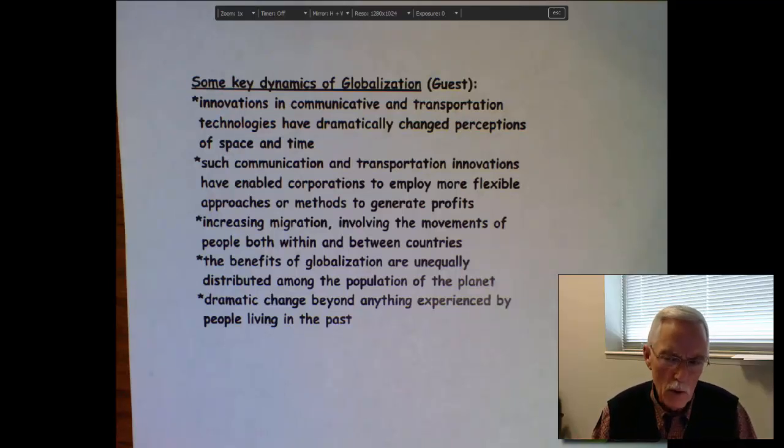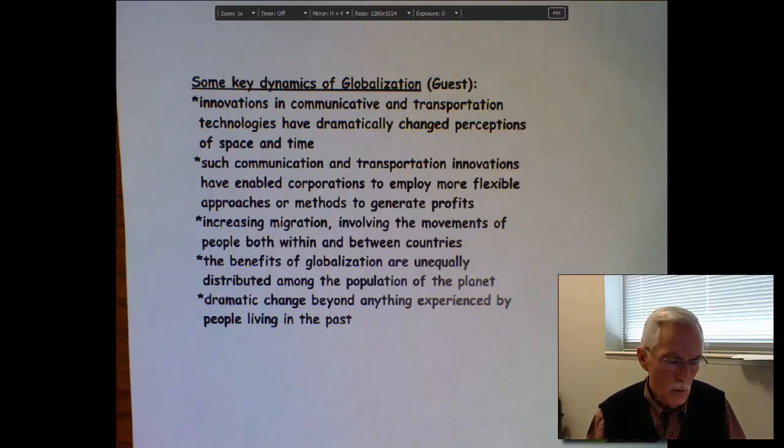Globalization has not brought about equal benefits. Some can travel the globe for business or pleasure, but others have absolutely no access to transportation. 50% of the world's people, according to Guest, now have cell phones, but that distribution is uneven. Most are concentrated in North America, Europe, and parts of Asia. There are areas in Africa where there are few, if any, people who have access to cell phones.